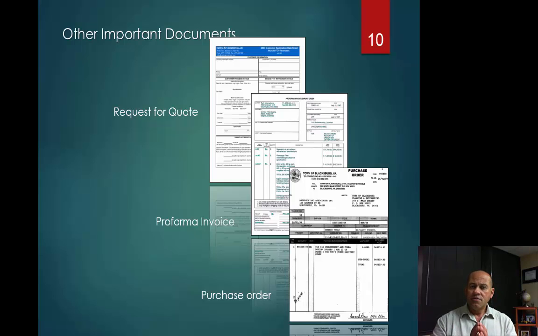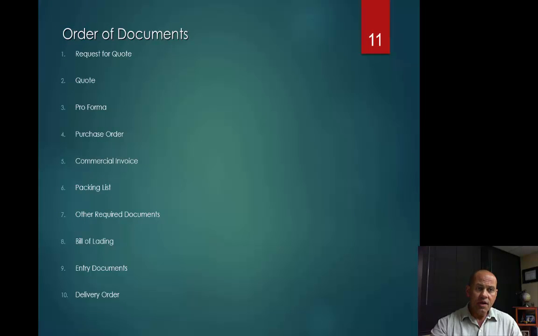And again, there are many, many more documents, but here are some of the most common ones that you'll see. So the next thing that's important to understand, if you're going to get international documentation right and have good, accurate documents, is understanding the order of these documents. So really the mother of all documents is the request for quote and the quote. In other words, all of your documents should reflect what was promised or what was quoted.